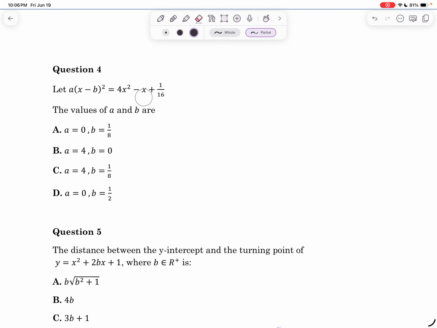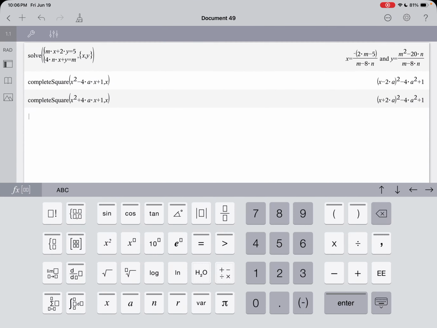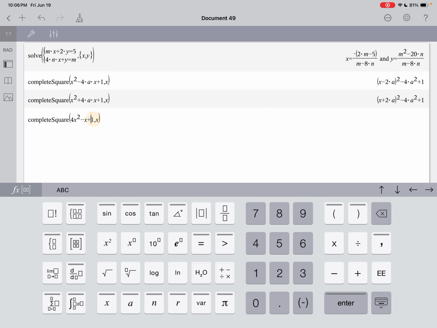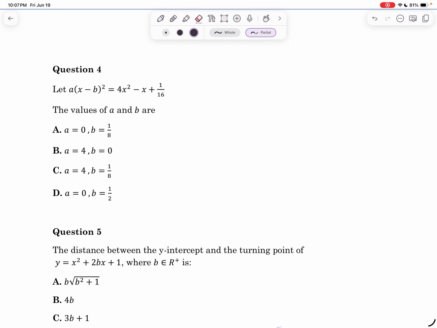Okay, that's turning point form. So if we complete the square, we're going to get that and that. Anyway, so 4x squared minus x plus 1 on 16. 4x squared minus x plus 1 on 16. 4 times x minus 1 on 8, squared. So a is 4, x minus 1 on 8.